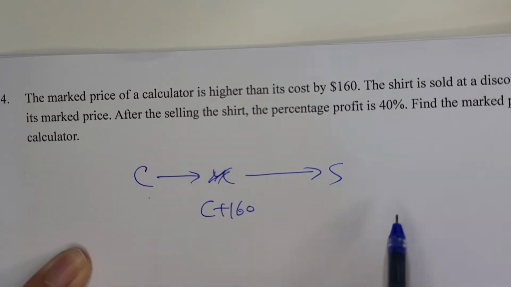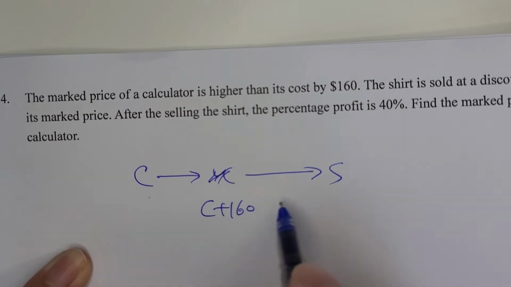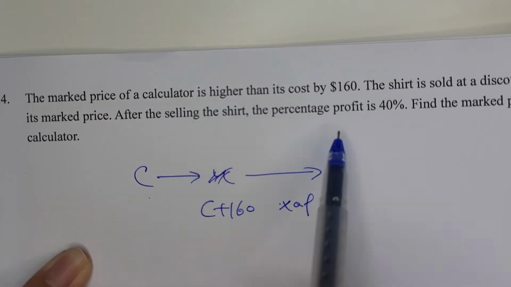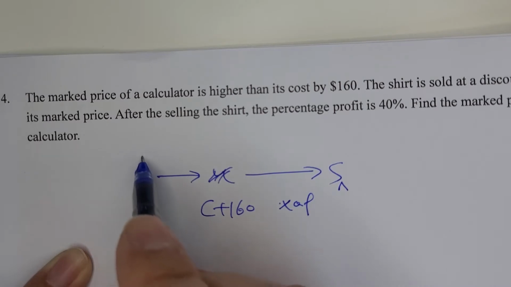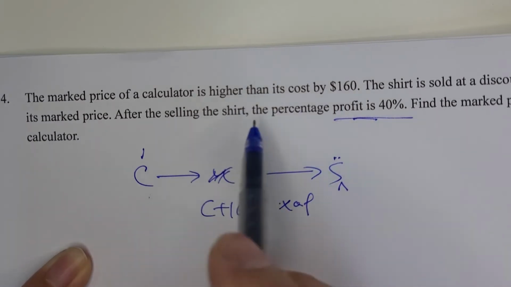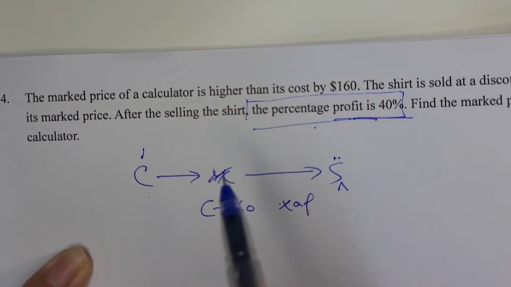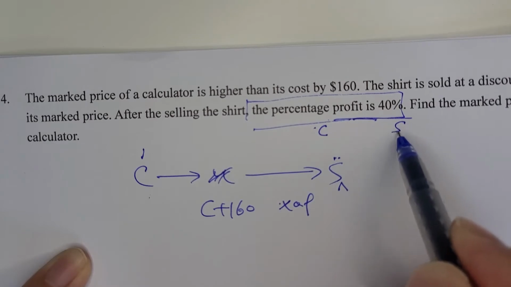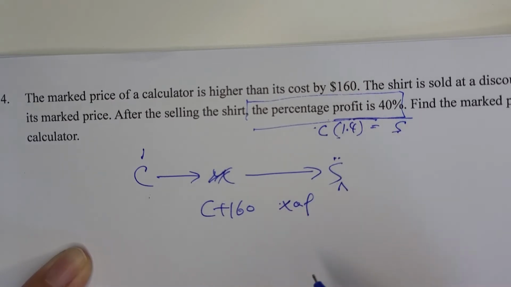And then sold at a discount of 10%. That means this one multiplied by 0.9, that will be the selling price. After selling the shirt, the profit is 40%. That means when C is compared with S, that is a profit percent of 40%. The key point is how to understand this one. The profit must be compared with cost. Cost is C. If the selling price is 40% more than the cost, then C times 1.4 equals S.